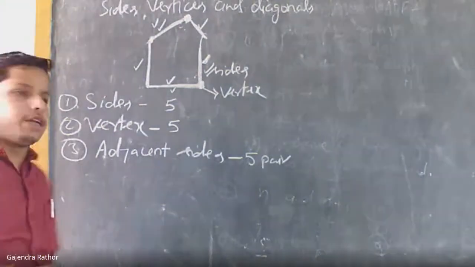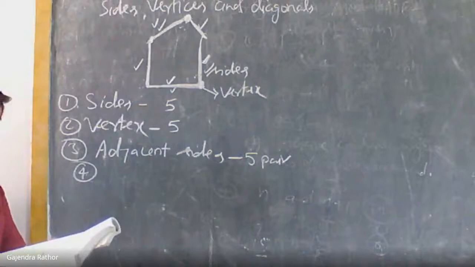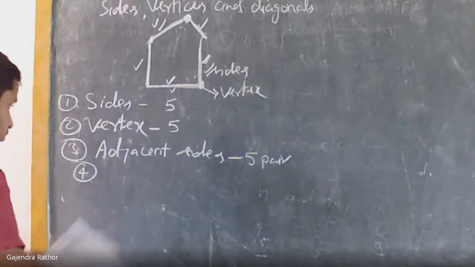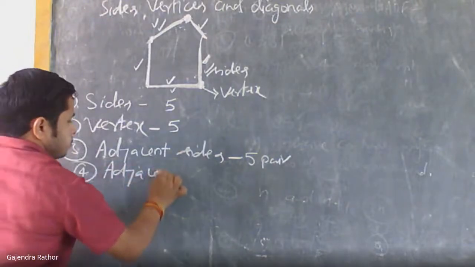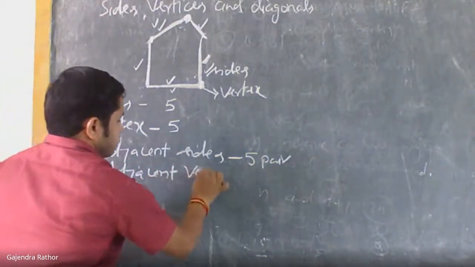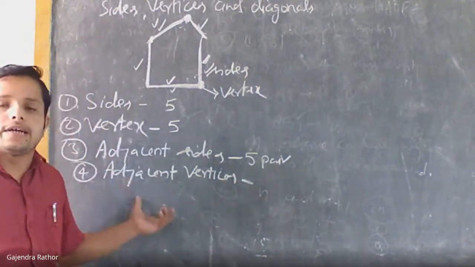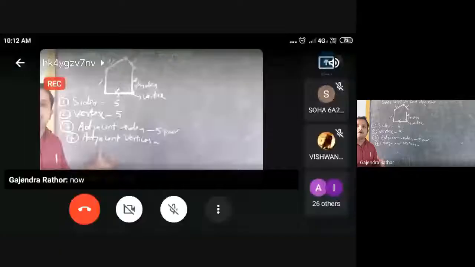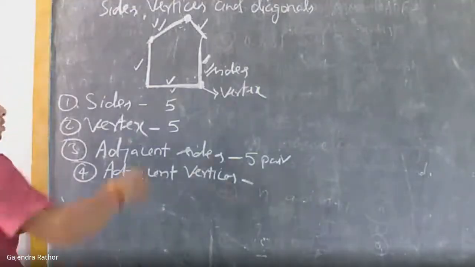Now the next point is point number 4, adjacent vertices. Now what are adjacent vertices? The two endpoints of a side are called adjacent vertices.